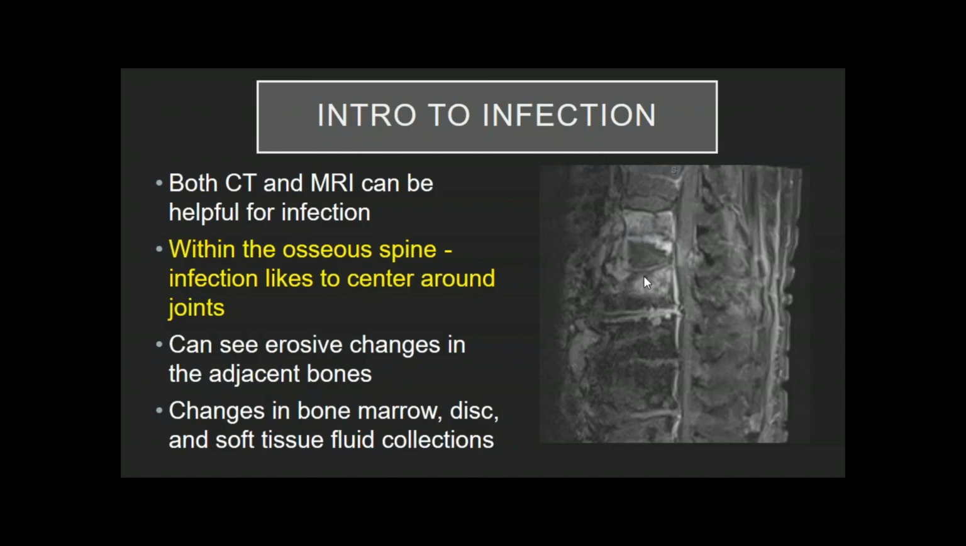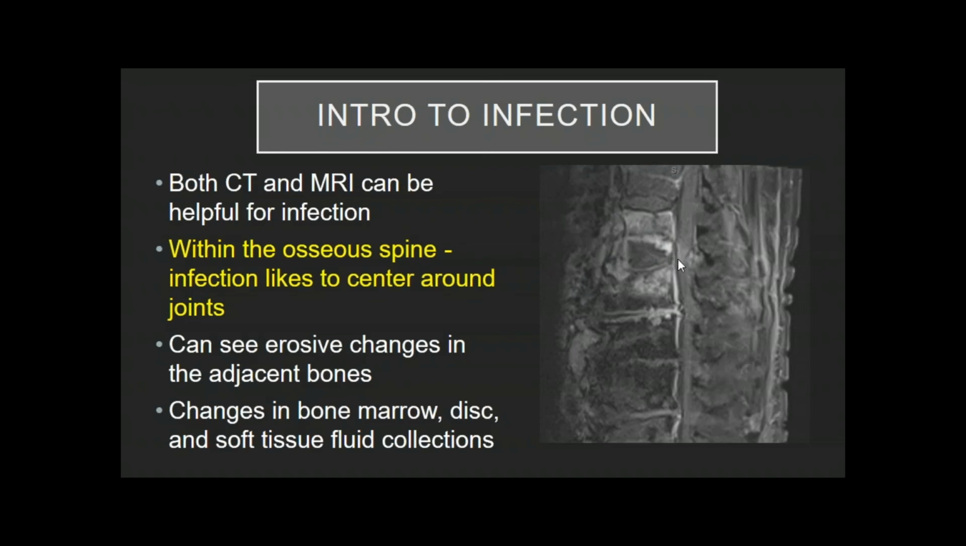This is a post-contrast study. You can see the abscess itself is not enhancing because it's fluid, but all the rind around it is enhancing. And then you see enhancement in the bones next to it. This is called discitis. And then all the inflammatory changes in the bone around it due to the infection is called osteomyelitis. So this is an example of discitis, osteomyelitis.